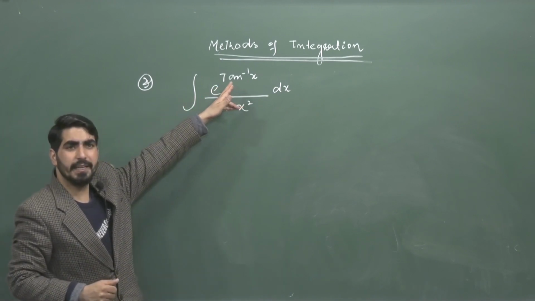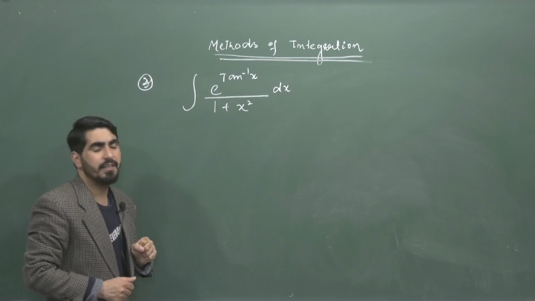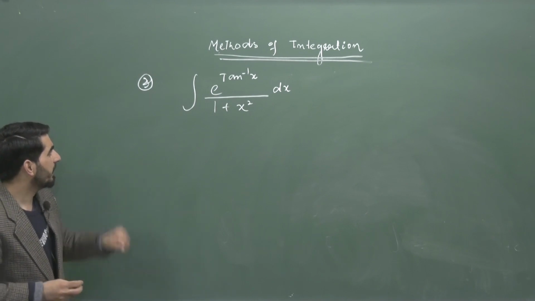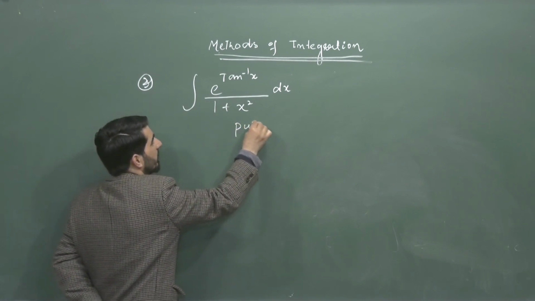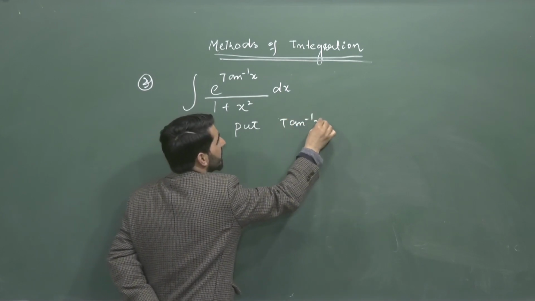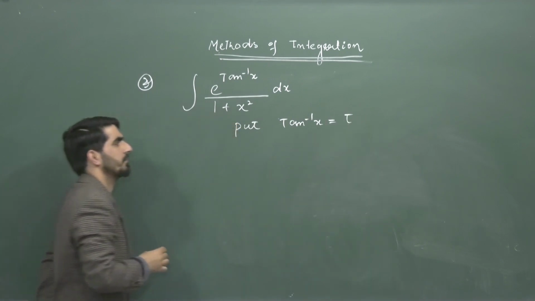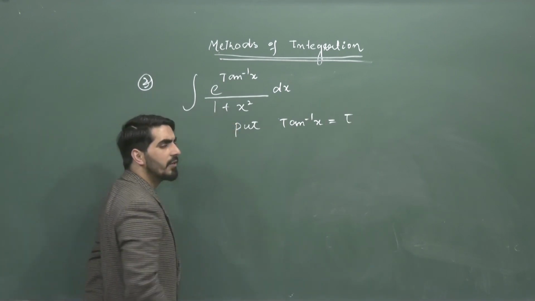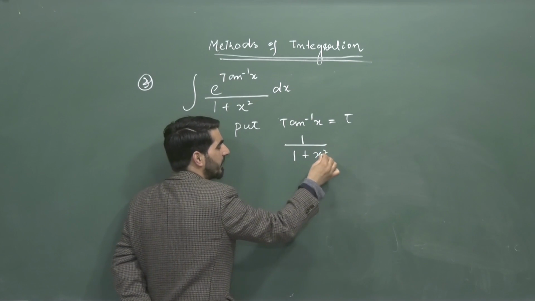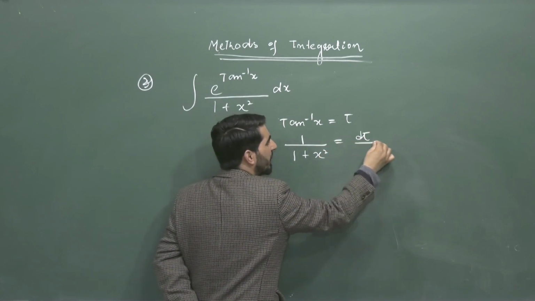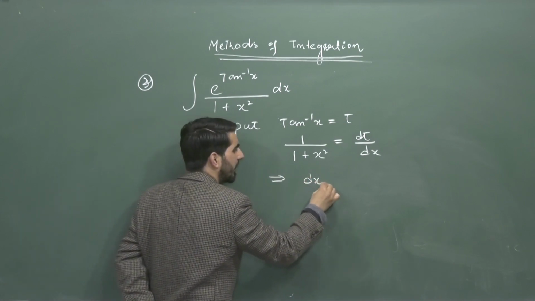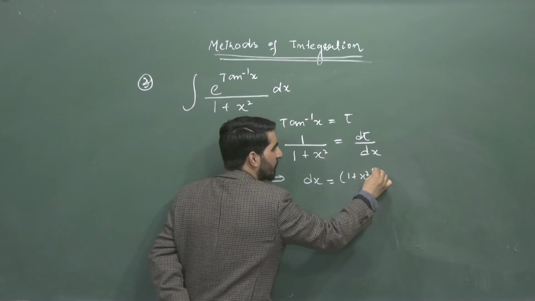As we know that the differentiation of tan inverse of x is 1 divided by 1 plus x square, so we will put here that tan inverse of x is equal to t. So what is the differentiation of tan inverse of x? It is 1 divided by 1 plus x square, which is equal to dt divided by dx. So here dx will be 1 plus x square into dt.